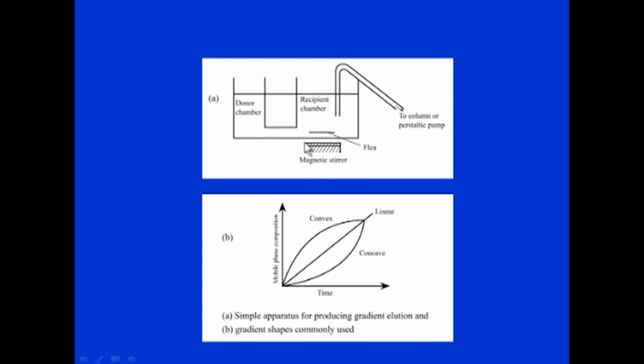This figure shows a gradient maker. You have one solution here that is the donor chamber, one is the recipient chamber, and then it could be mixed with a magnetic stirrer, and a gradient could be made in different proportions. This is like a linear gradient, or you can have a convex or concave gradient as per your requirement. So, this is a very simple method of elution, where you get your analyte out and you can collect it in a fraction collector, and detect it through different kinds of detectors.